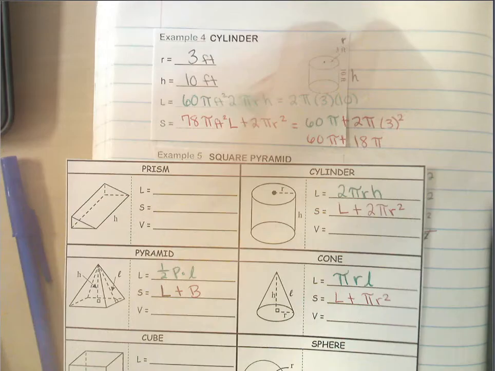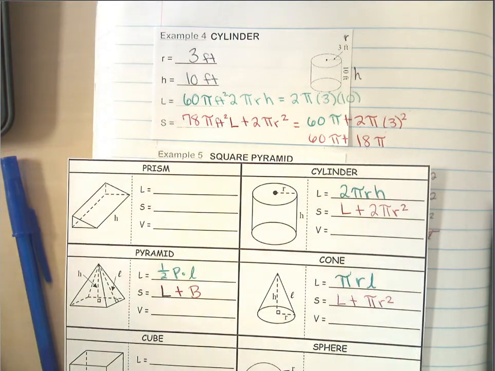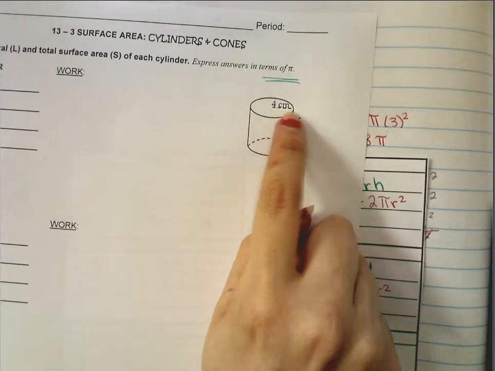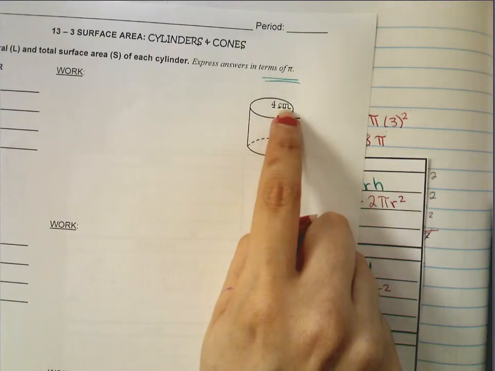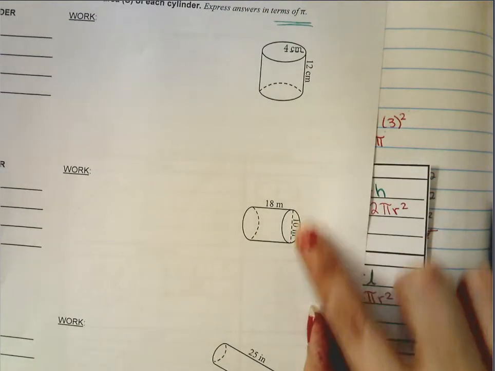So that's how you do cylinders. Just be careful on your assignment. Some of them they give you the radius, so you just plug it in. Here they give you the diameter, so your radius would be 5, so just be careful with that.